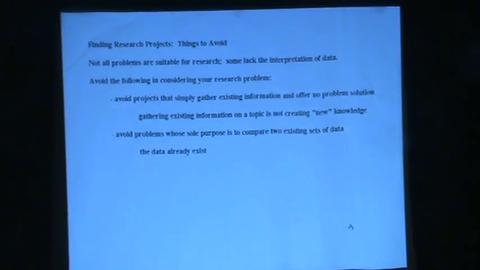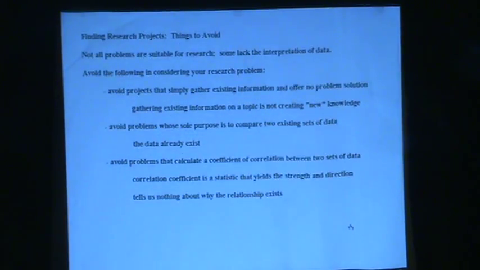Avoid problems whose sole purpose is to compare two existing sets of data. There's not much point in comparing two existing sets of data because the data already exists. It's not adding anything new. Avoid problems that calculate a coefficient of correlation between two sets of data. Correlation coefficients are a statistic that yields information about the strength and direction of the relationship between variables, but it tells us nothing about why the relationship exists. So the correlation coefficient is purely a statistical measure. It's not a research project.